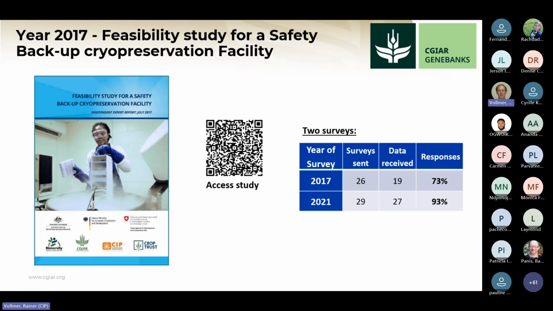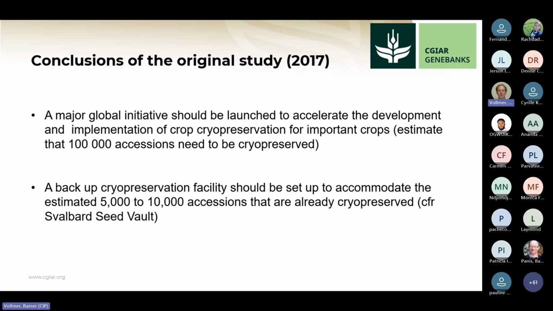As you can see, they contributed many CGIAR centers such as Bioversity, SIP, but also the Crop Trust and the German Development Service, and also development services from Australia and Switzerland. This is also what was shown as collaborators in Bart's presentation.